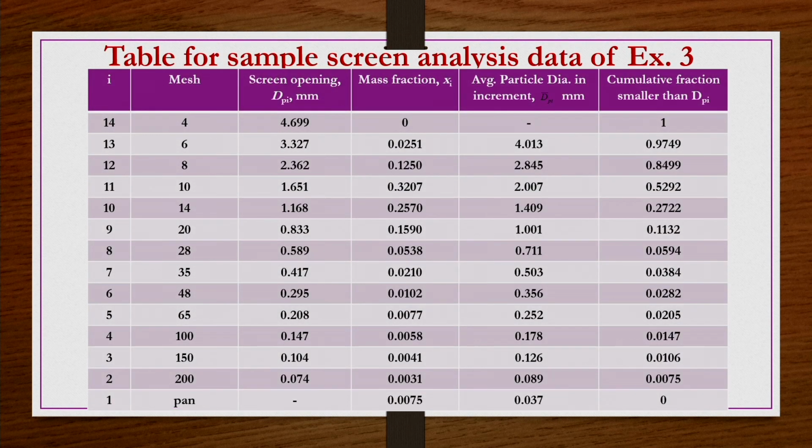Then what fraction of the total number of particles is in the 150 by 20 mesh increment? We see the table here, this is the information, and 150 by 20 mesh is this one. That is excluding the pan, the finest particles, which we are going to calculate anyway.